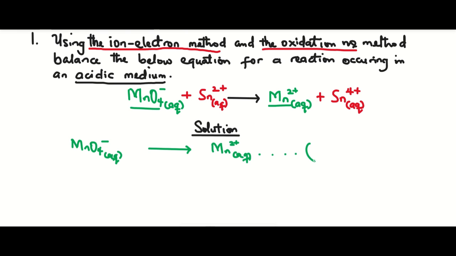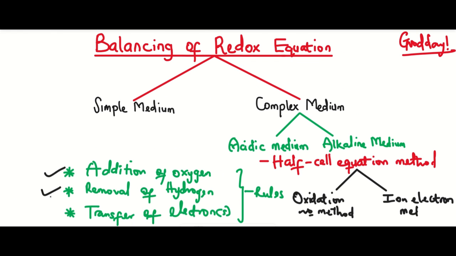So let's determine that. Recall that I mentioned previously that there are three rules for determining whether your half-cell equation is going to be the oxidation half-cell equation or reduction half-cell equation: addition of oxygen, removal of hydrogen, and electron transfer. But since we don't have hydrogen atom in the present example, we don't need this. Hence, we shall be working with either addition of oxygen or electron transfer.